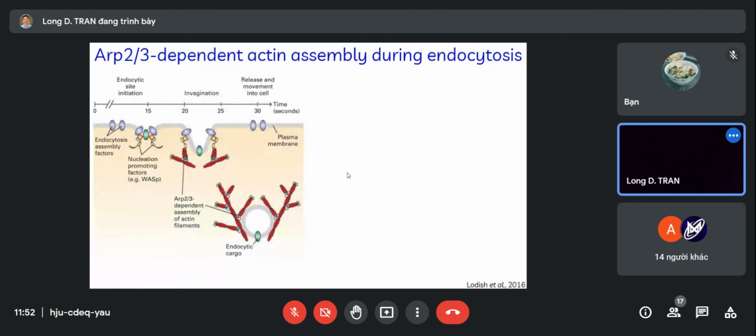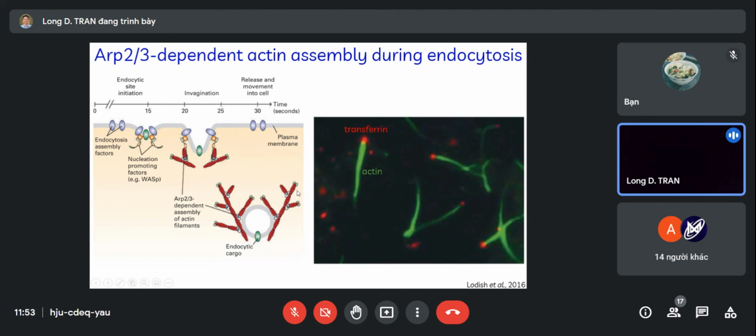This Arp2/3 complex also is involved in the formation of endocytosis, and it's also involved in the movement of endosomes, like transferrin, a protein involved in the absorption of iron from the blood into the cell.